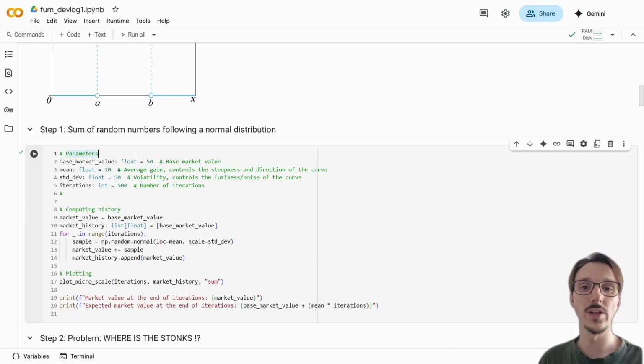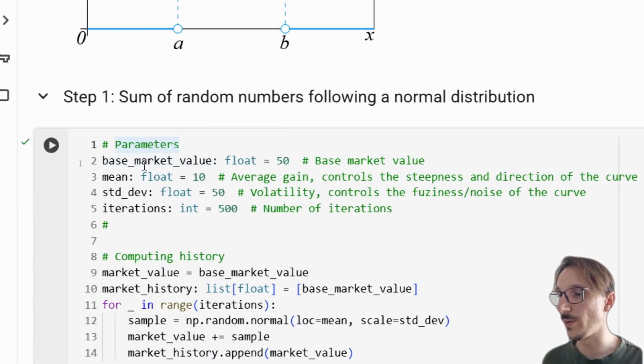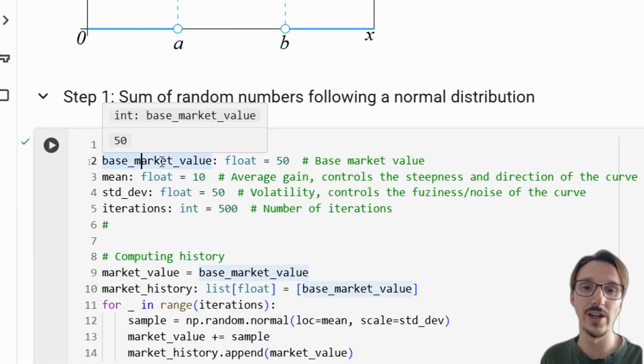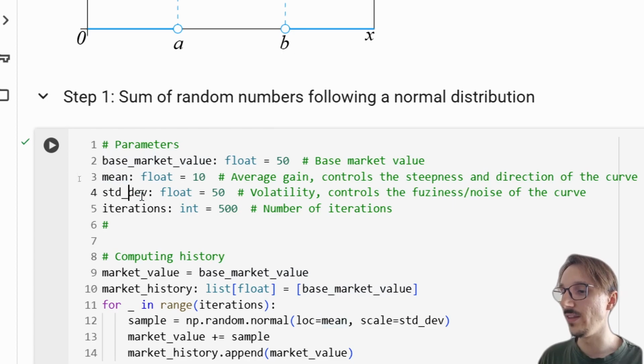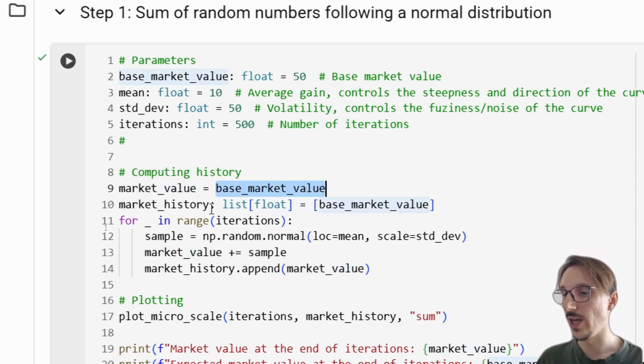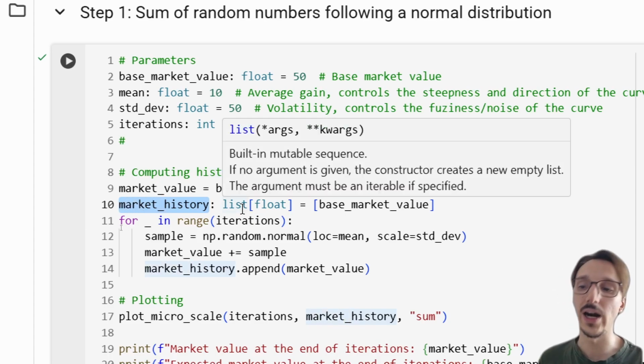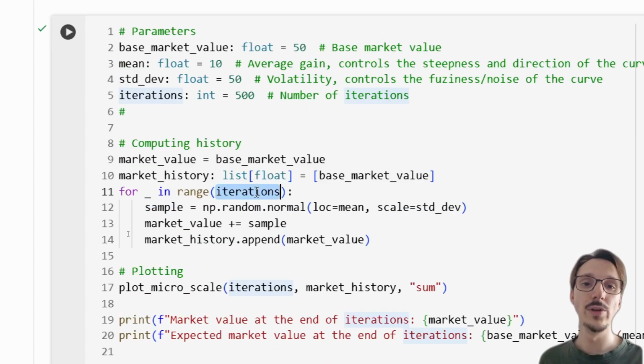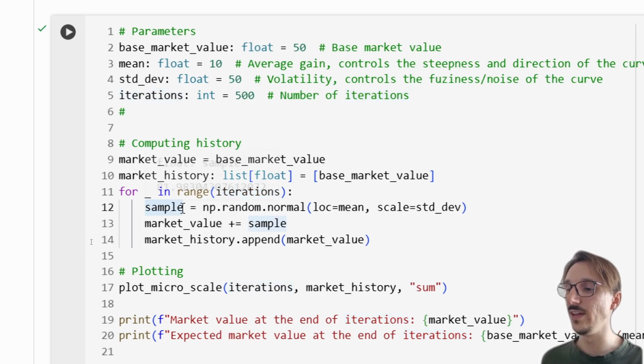Let's see the code. Okay, so with that in mind, let's build our first curve. We'll do so by taking an initial value and then in a loop add random numbers to it and plot the value over time. So for this script, we have 4 parameters. The base market value, which is the initial value, the mean and the standard deviation of the normal distribution, and the number of iterations. So this is the main code. First, we initialize the value with the base value, and we initialize a history array with the base value inside. And then we iterate, and in the loop, we get the random number.